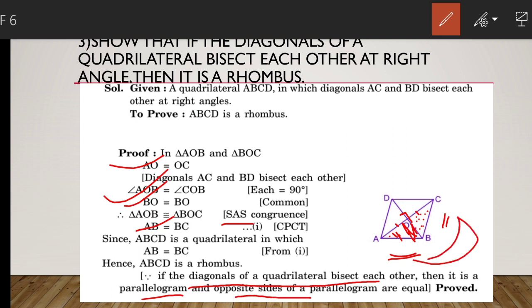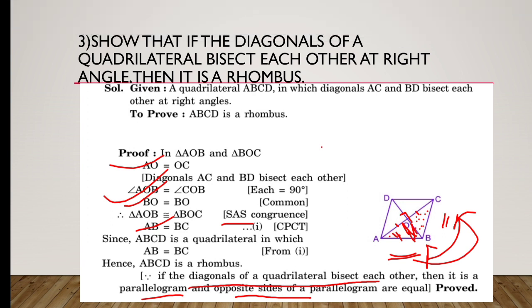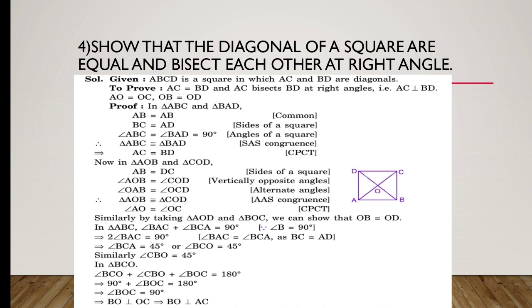The adjacent sides of the parallelogram are equal. So we can conclude that the given quadrilateral is a rhombus. So this is our sum number 3. Now we will move on to sum number 4. This is our last sum for today.